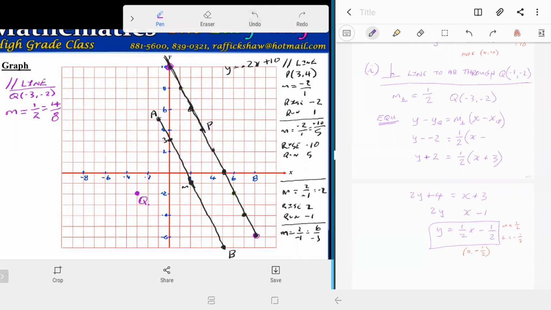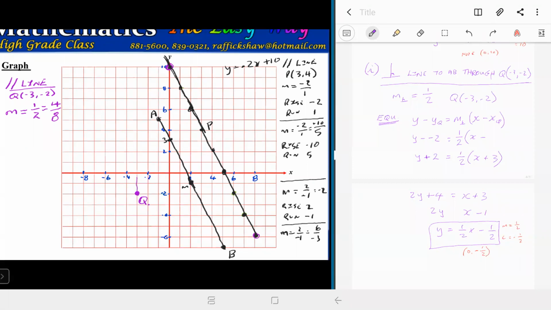But as he said, why do all of those? You can just put one big rise of 4 and one big run of 8. 1, 2, 3, 4, and then run 8: 1, 2, 3, 4, 5, 6, 7, 8. Get that point there, right? I can go the other direction as well. Look, the gradient of a half.